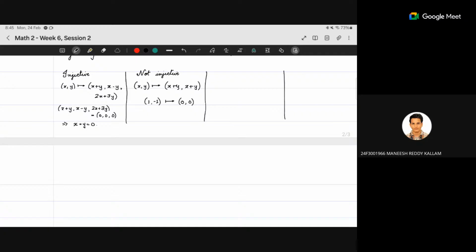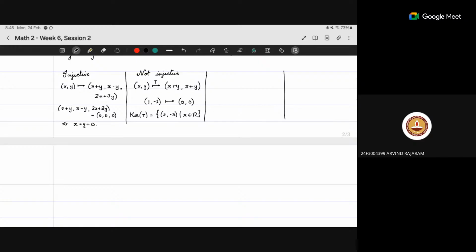I just need to check that as long as the pre-image of 0 is not a singleton set, then I'm good. So let me just write this. I'll call this transformation T again. Consider this set (x, minus x), x in R. Any element of this set is mapped to 0, right?